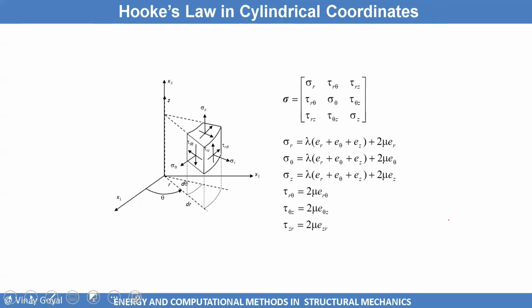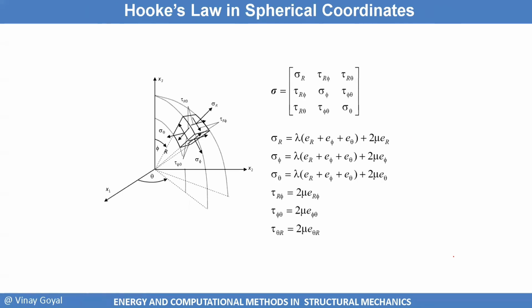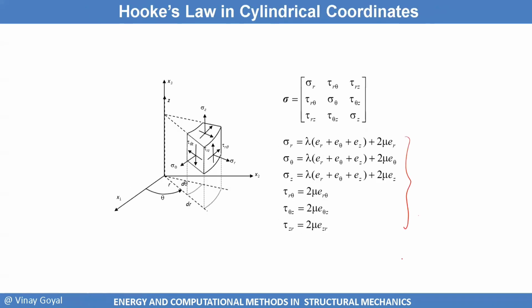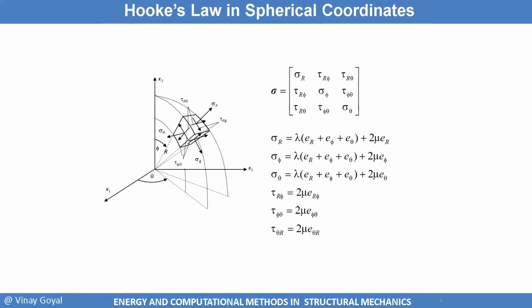And then you can also look at Hooke's law. Hooke's law is going to look the same, no matter which coordinate system you're working in. So this is not going to change at all. It should be invariant, whether spherical or cylindrical. The only thing that's changing is how you define the strains and the stresses.